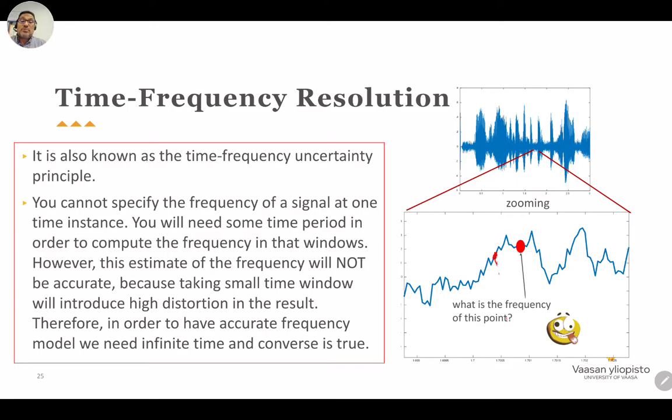This question is meaningless because it is a point in time. We don't know if it is a frequency, because the frequency is related to the rate of change of the signal in time. So if we want a more accurate estimation of the frequency, we need to take some window of time. As we increase the window of time, we can have a more accurate estimation of the frequency content in that signal.